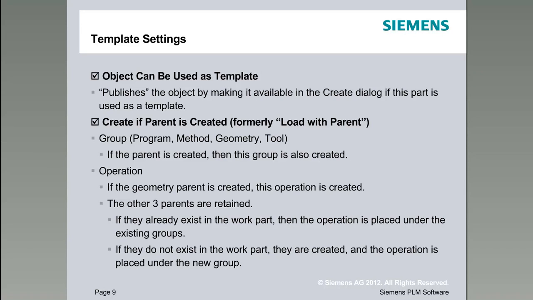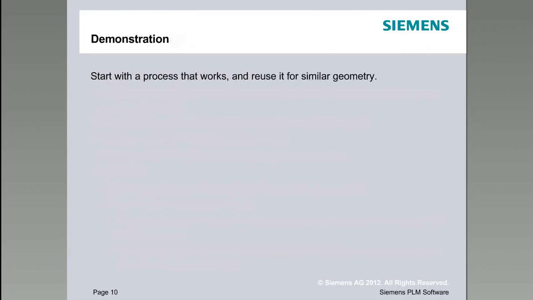So that means that if an operation has a specific tool, for example, as a parent, and I'm using it as a template, if that tool exists in the work part, that's where we put the operation. If the tool does not exist in the work part, then we will create it. We'll bring it in from the template just like we were creating a tool. So we preserve the four parents that the operation had in the template part when we bring it into the work part. So with that, and I know that's a little confusing, but hold on, I think it'll make sense once we do the demonstration.